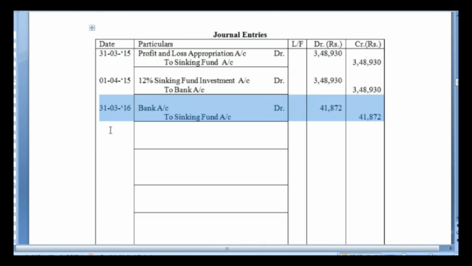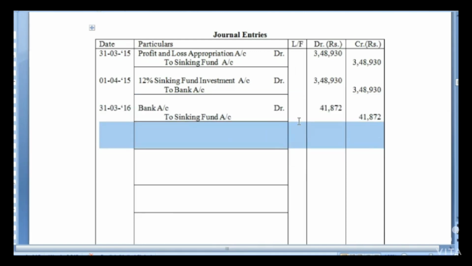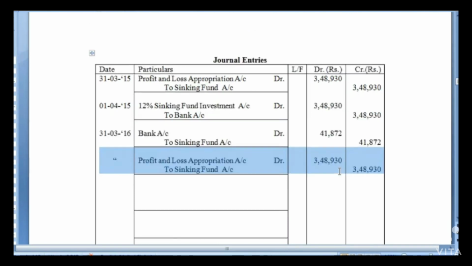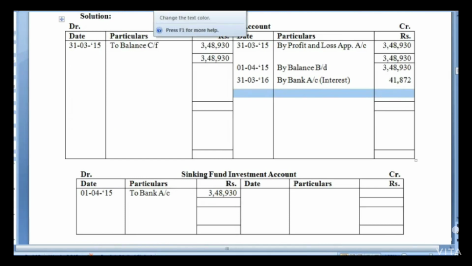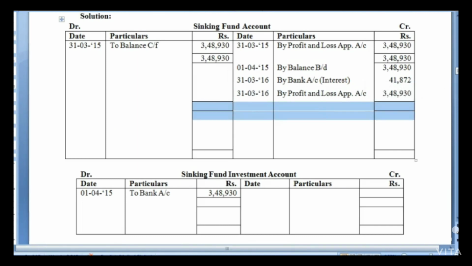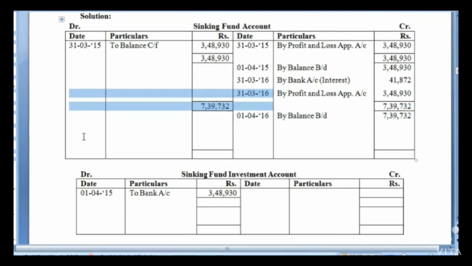Now after this, again you transfer the same amount to the sinking fund account once again. ફરીથી તમે sinking fund ની અંદર debenture redemption fund ની અંદર 3,48,930 ટ્રાન્સફર કરવાના અને એ રકમ ફરી પાછી અહીંયા આવવાની. Clear? Now again you close the account. વર્ષ account close કરશો. Clear? અને અહીંયા તમારું બેલેન્સ આવશે. This is the balance, and the same balance you transfer here, 7,39,732.